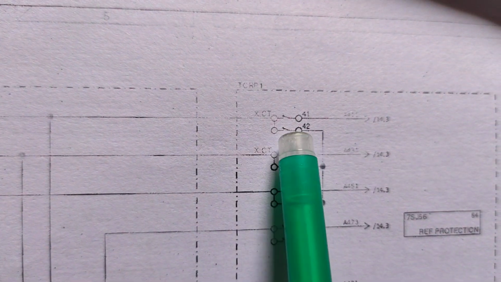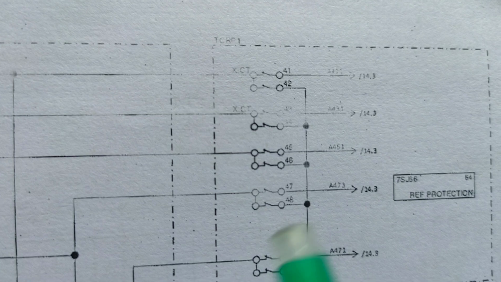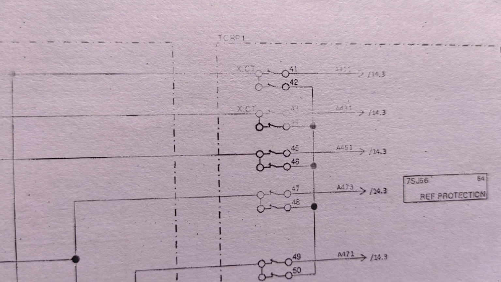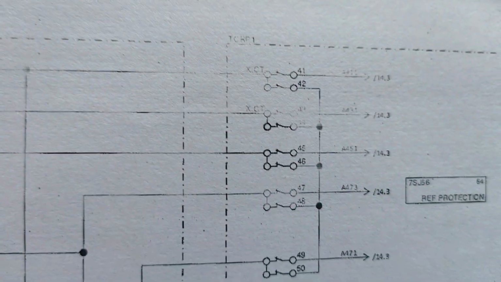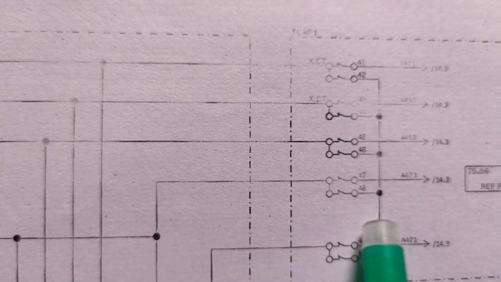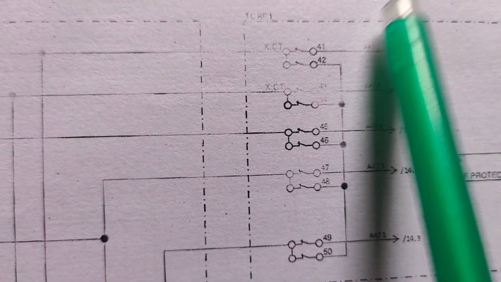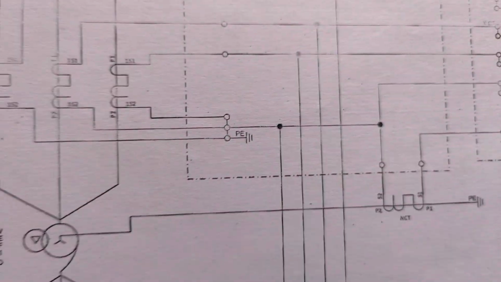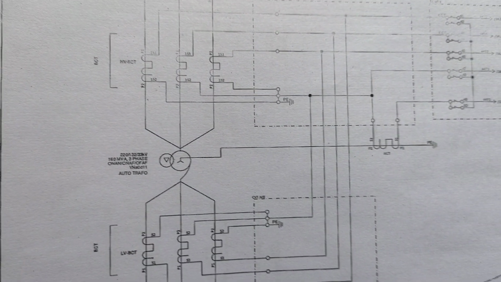Here, from the HV CT, LV CT and neutral CT, the connections are going to the REF protection, that is A411, A431, A451 and A471 or 73. This is the 73. Three connections are going, and here the A471. So R, Y, B, this is the neutral point and this is the earth point, going to the REF protection. So with the help of this diagram and these connections, we are controlling our REF protection.